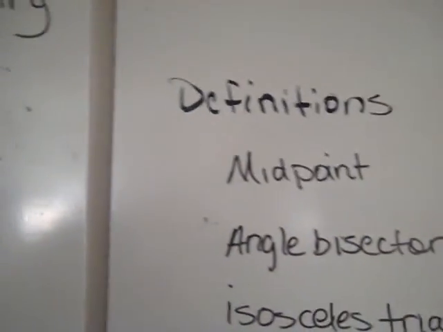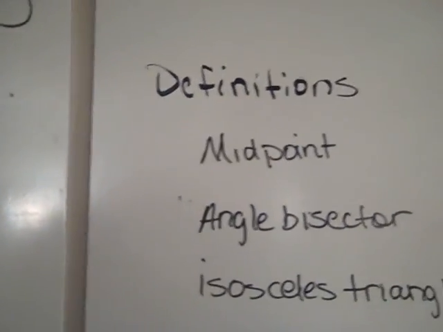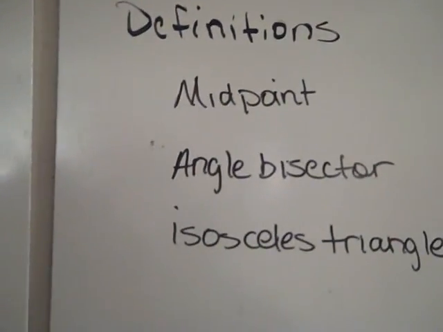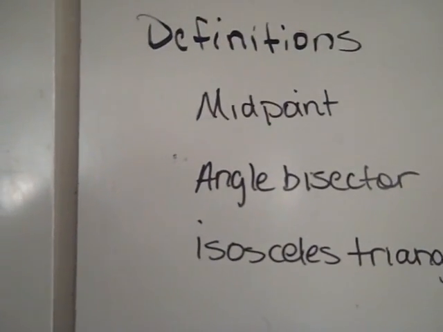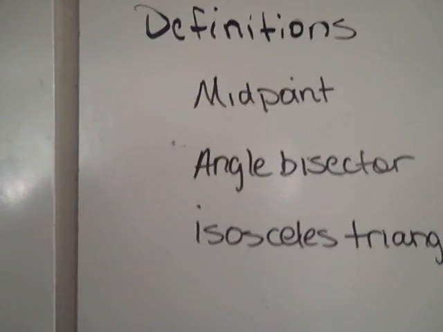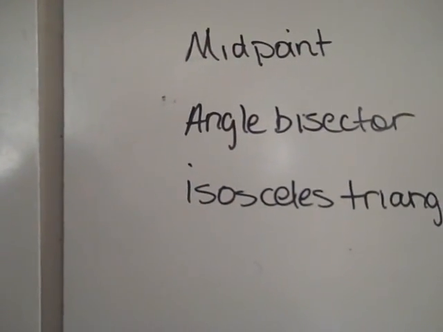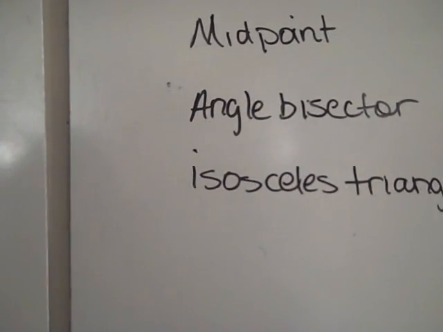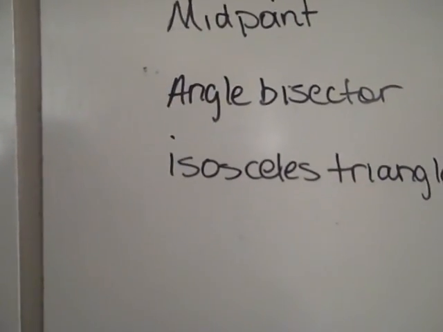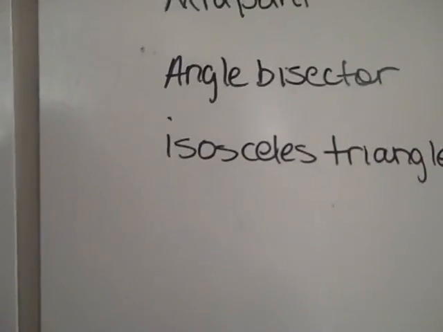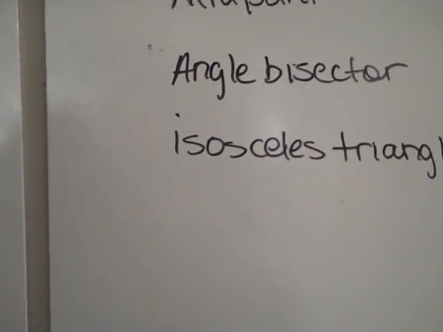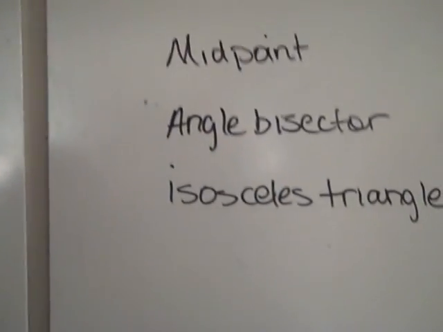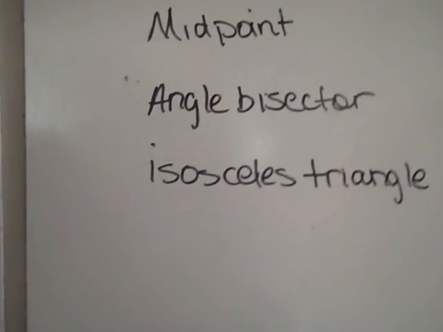The last of your statements will be things that you need to know the definition for. Things such as midpoints. You have to know what a midpoint does. A midpoint cuts a line segment into two equal line segments. An angle bisector. What does an angle bisector do? An angle bisector cuts an angle into two equal angles. An isosceles triangle has to have two equal sides, and it has to have two equal angles. So those definitions are going to help you when you're putting together your proof also.